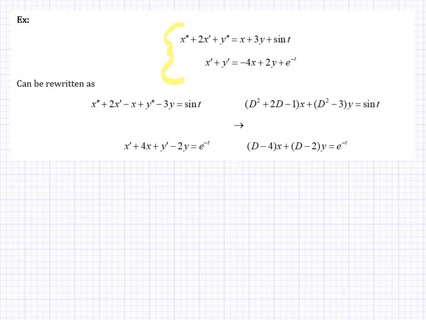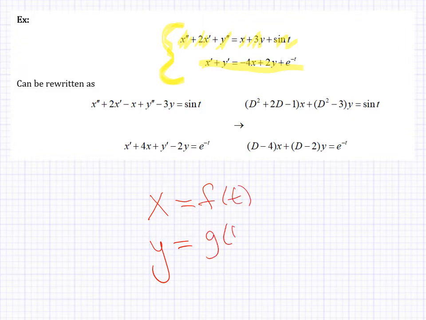So if you look at these two equations, this one, x double prime plus 2x prime plus y double prime equals x plus 3y plus sine t. And then you have this one as well. This is your system of differential equations. And what we would be looking for in this system is the two functions, x and y, that satisfy both of these equations simultaneously. And x would be some function of t, and y would be some function of t that we'd have to solve for.